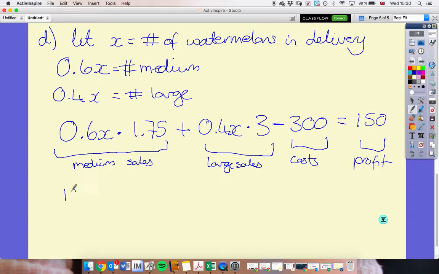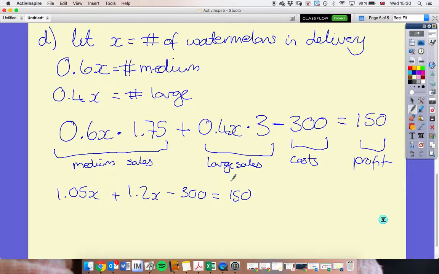It's a calculator paper, so we can just use this to simplify it. This doesn't look right. Sorry, I've made a mistake here. It is 1.75 times 0.6. Yeah. Okay. So this looks a bit more sensible. 1.2x minus 300 equals 150.